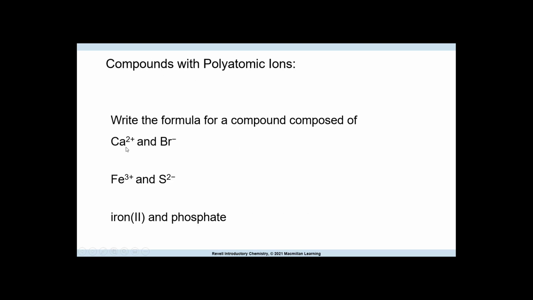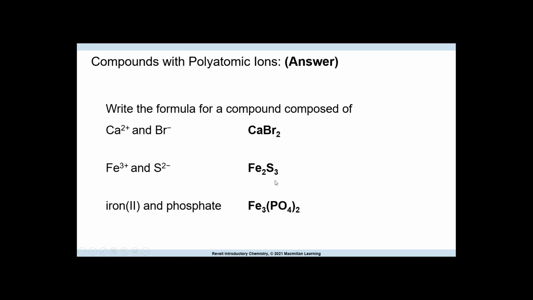Write the formula for the compound composed of calcium and bromine, iron 3 and sulfide, and iron 2 and phosphate. Crisscross these. You can crisscross these very easily. You can see it here. This one's done. And this one you have to pull out. So this is iron 2, so it'd be a +2. Phosphate has a -3 charge. And you can see they were crisscrossed over.